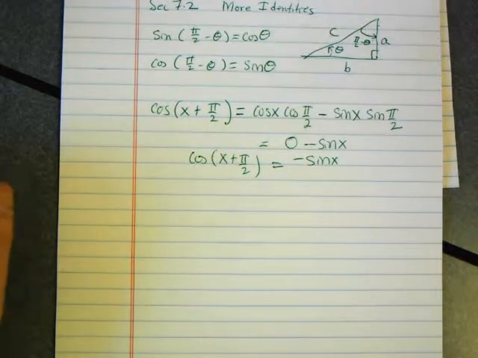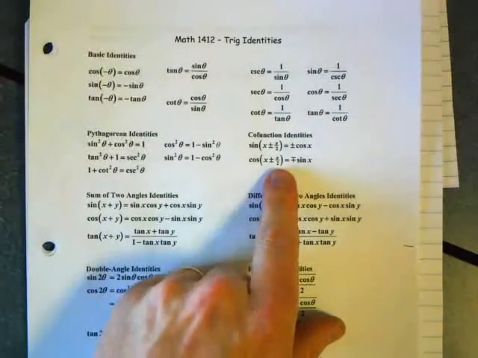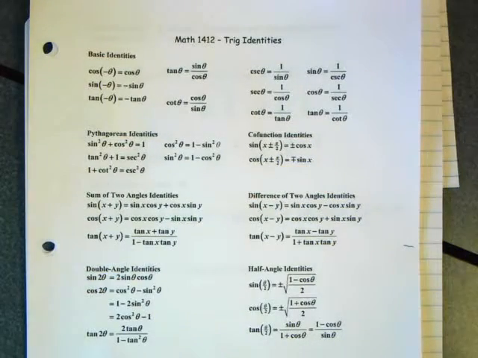So those 4 identities, these 4 new cofunction identities, that's where they all come from. They come from using the sine a plus b or the cosine a plus b formulas. Okay, so I'm not going to prove all 4 of them. There's one of them for you.